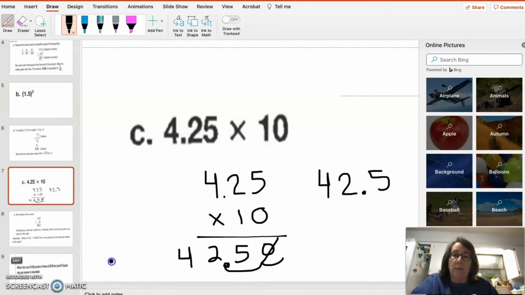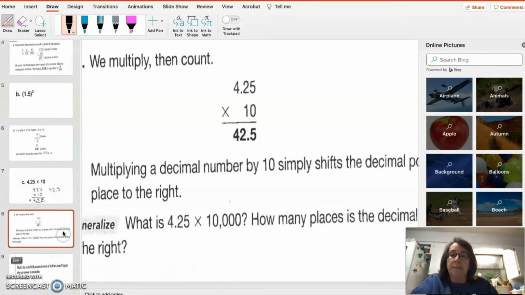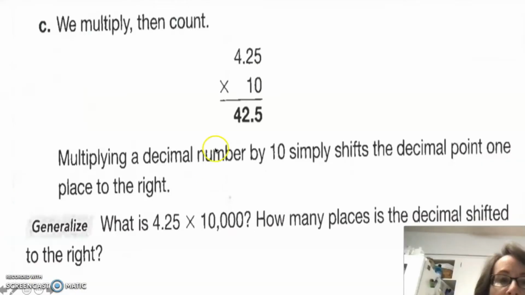Okay, so here was the problem that was done in the book. Multiplying a decimal number by 10 simply shifts the decimal 1 place to the right. And then, since we're going to generalize that concept, what is 4.25 times 10,000? Well, how many places are we going to shift to the right?